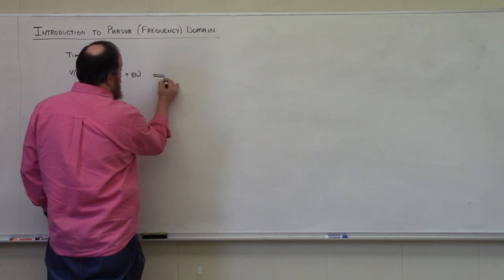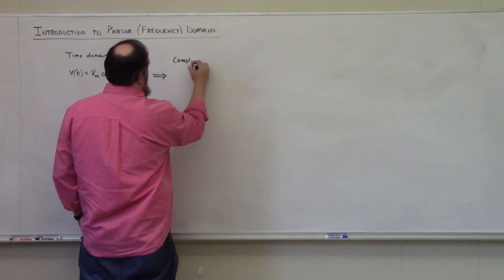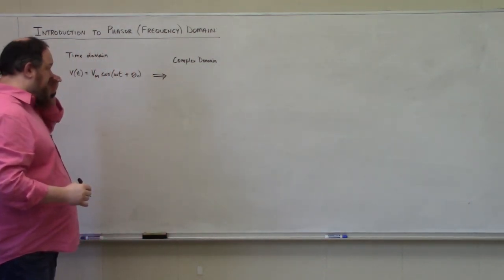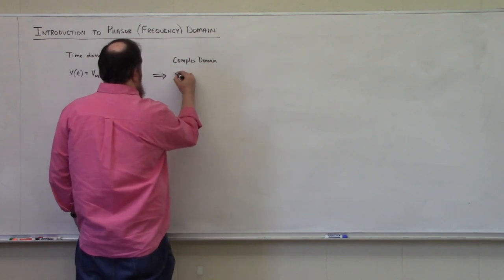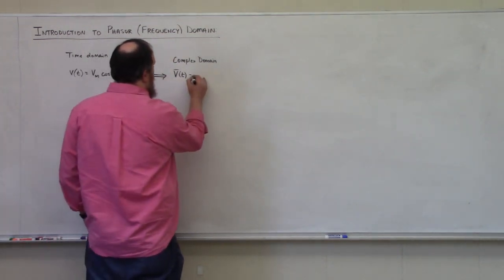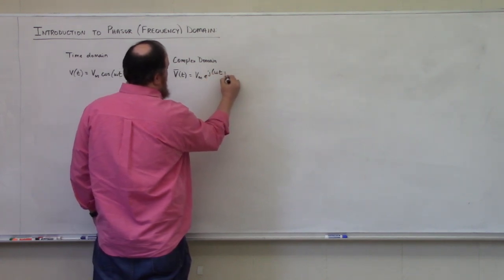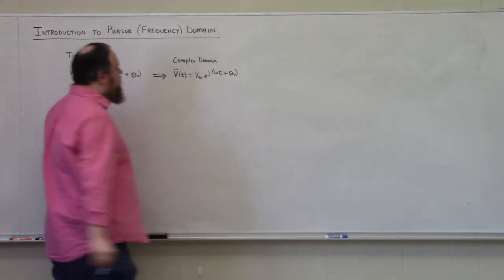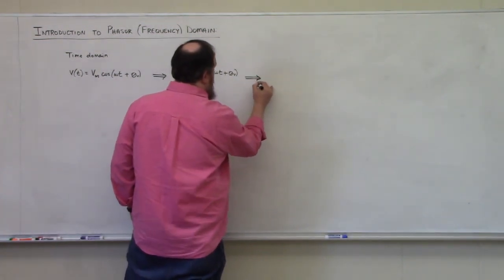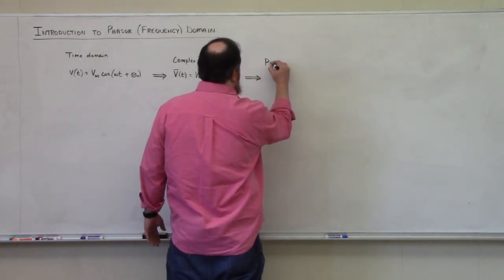We moved to what I'm going to call the complex domain, because we were using a complex representation of our original waveform. So we had V, but it still varied with time, and was Vm e to the j omega t plus some phase angle theta v. Our next step is just a shorthand notation for our complex representation, which we are going to call a phasor.